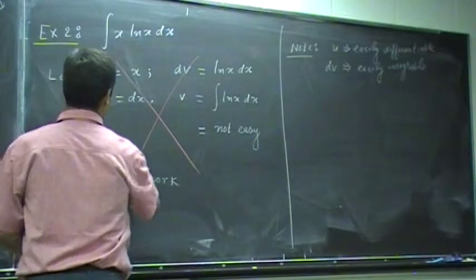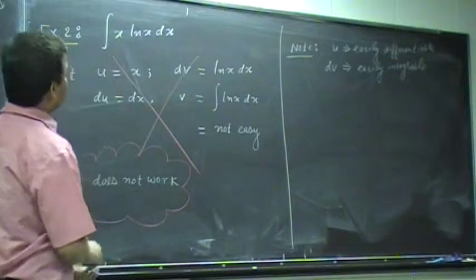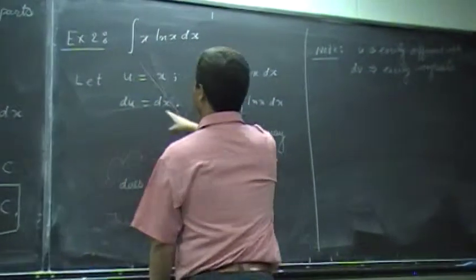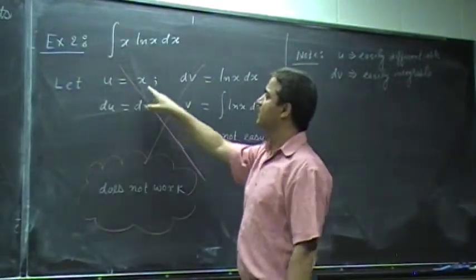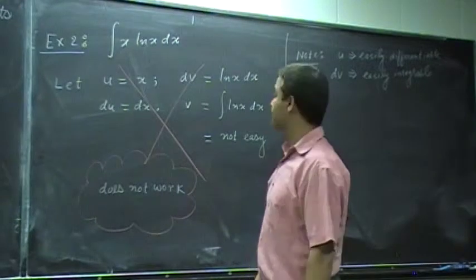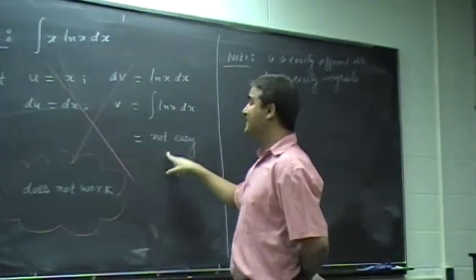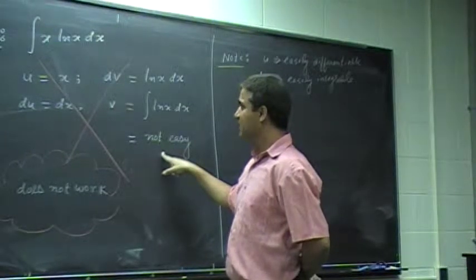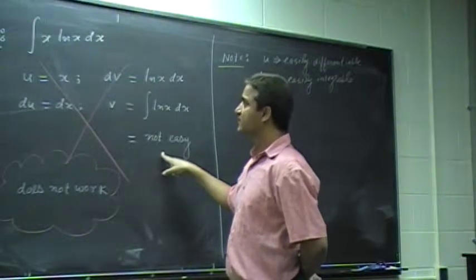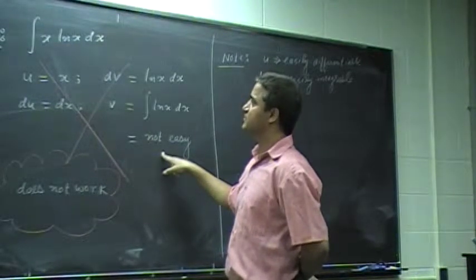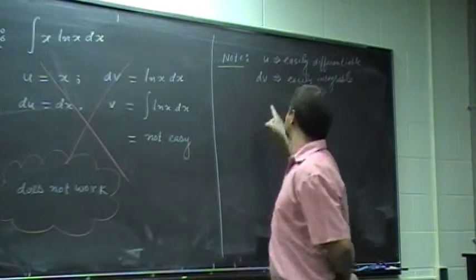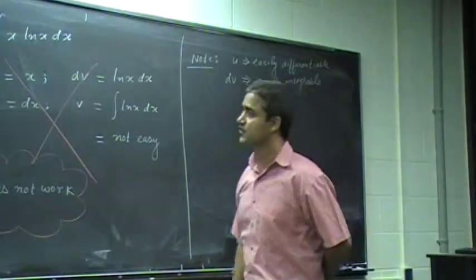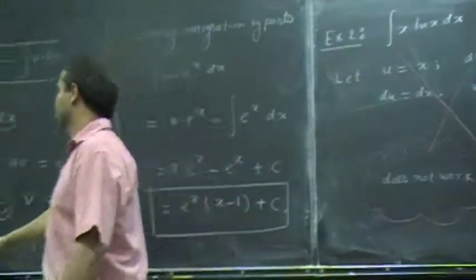We have to be careful while taking u and dv. The reason is, u doesn't hurt because once you have u equals x, you can find du equals dx. But once you have dv, we couldn't find v. Then we need to change our assumptions, because dv must be easily integrable. Let's do that. Can I erase this part? Yes. Okay.